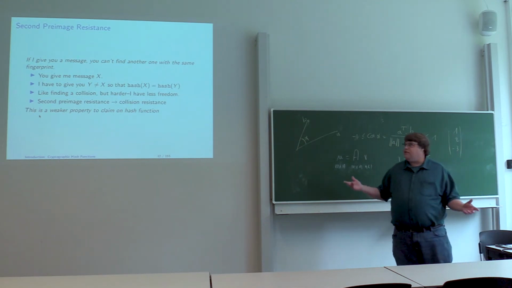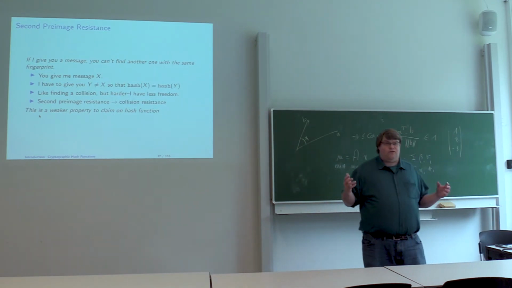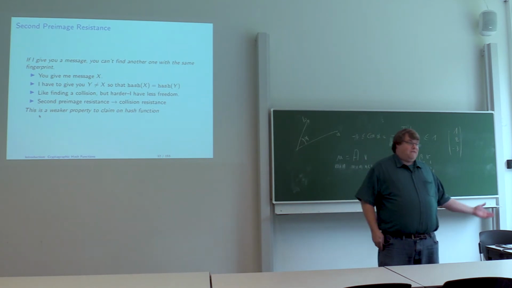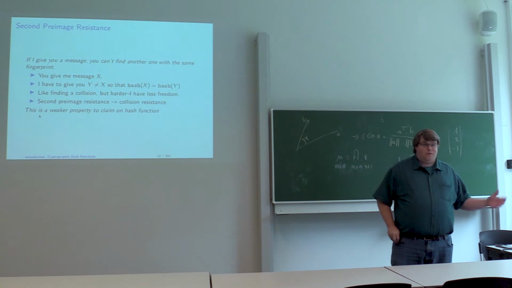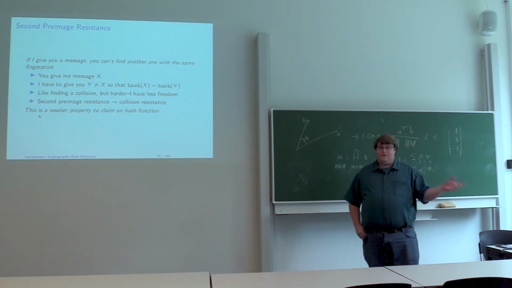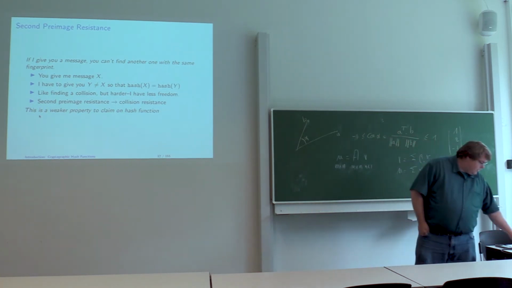Other thing to notice is, if you have second preimage resistance, you must have collision resistance. This is sort of intuitive because if you have an algorithm where I give you a message and you find a second preimage, well then you can always use that to run an algorithm to find collisions. Choose a random message and then run the second preimage algorithm.